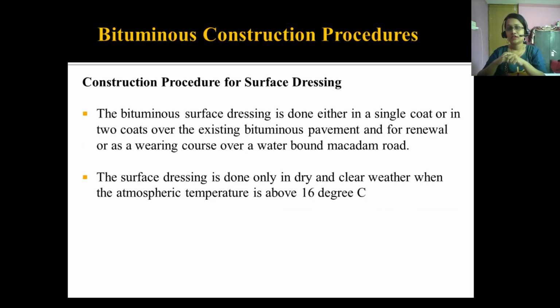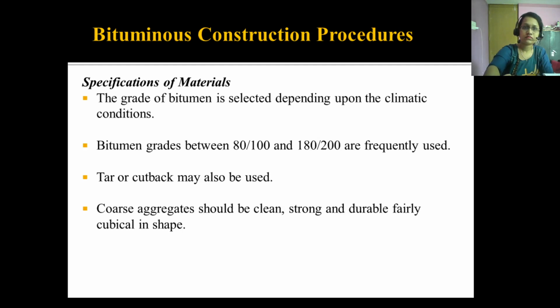Then bituminous construction procedures. So, the construction procedure for surface dressing. The bituminous surface dressing is done either in a single coat or in two coats over the existing bituminous pavement for renewal, or as a wearing course over a water-bound macadam road. Surface dressing is done only in dry and clear weather when the atmospheric temperature is above 16 degrees Celsius.